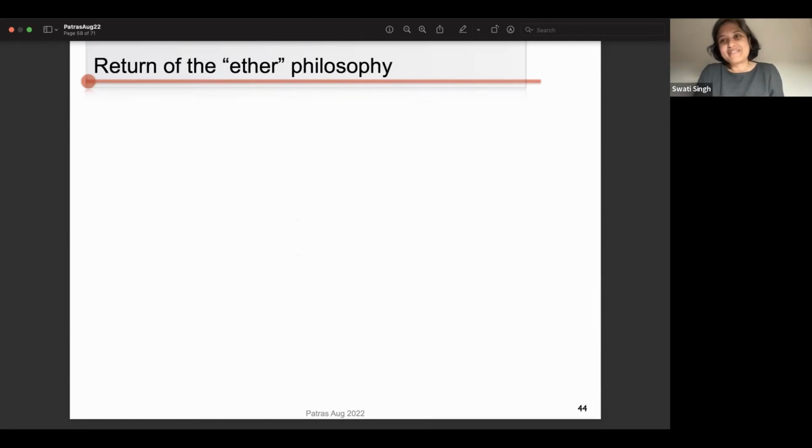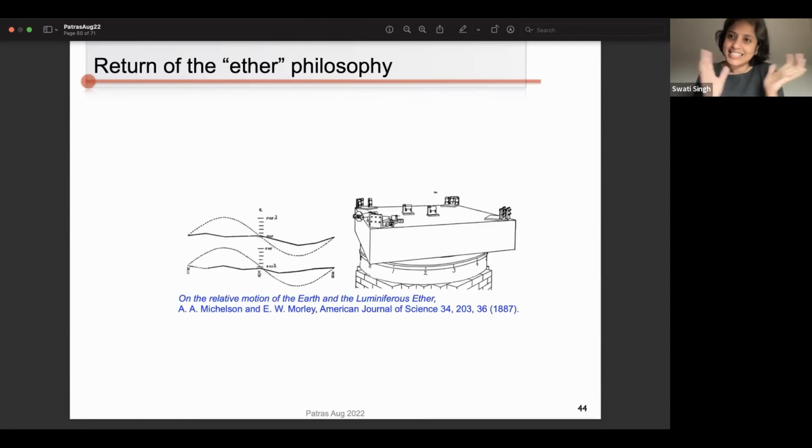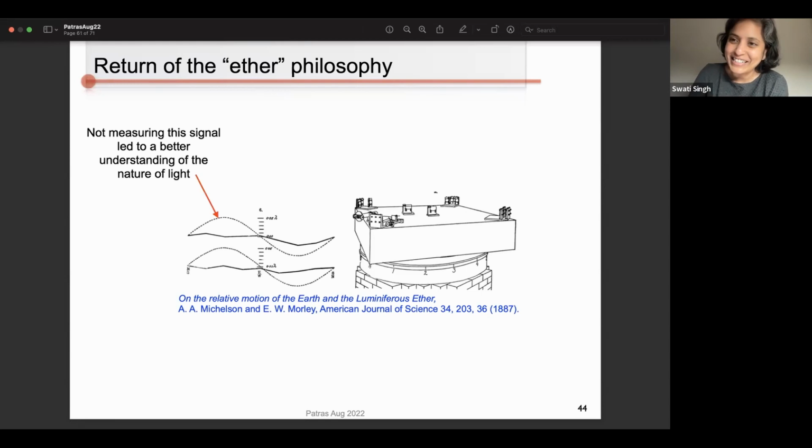But it's a little bit more, I keep showing this figure from Michelson Morley's 1887 paper, and the dashed line is the theory of what they should have seen. And the little jagged solid line is the data. And the data convincingly did not match the theory. They did not see the signal that they were looking for. And it's only because they did not see that signal that we have a better understanding of the nature of light.